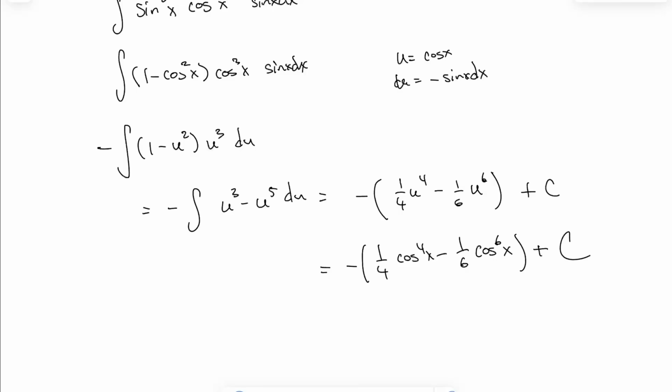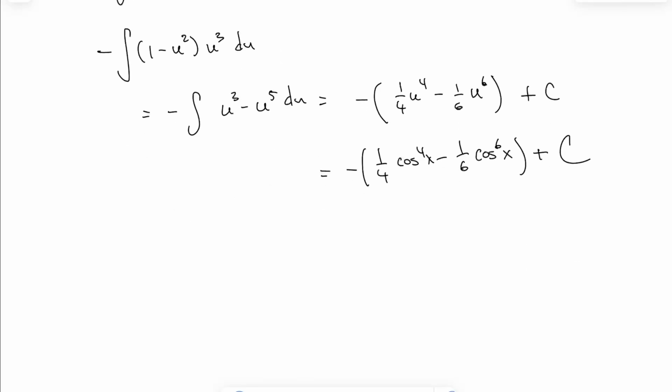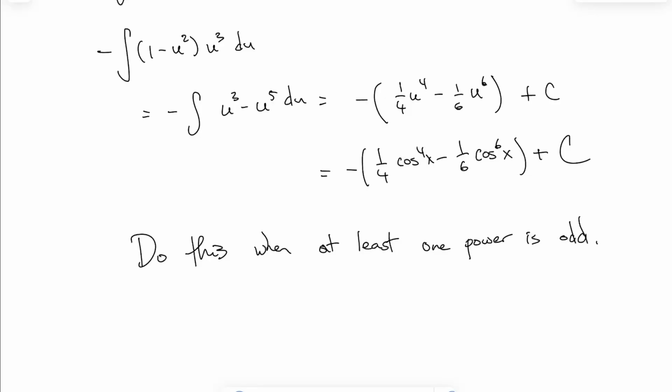Like that. This is the first of the trig substitution tricks. So I will just reiterate, do this when at least one power is odd. All right? Actually, if they're both odd, it's okay. This one that we just did, they were both odd, and it still works. If they're both even, you got problems, though.